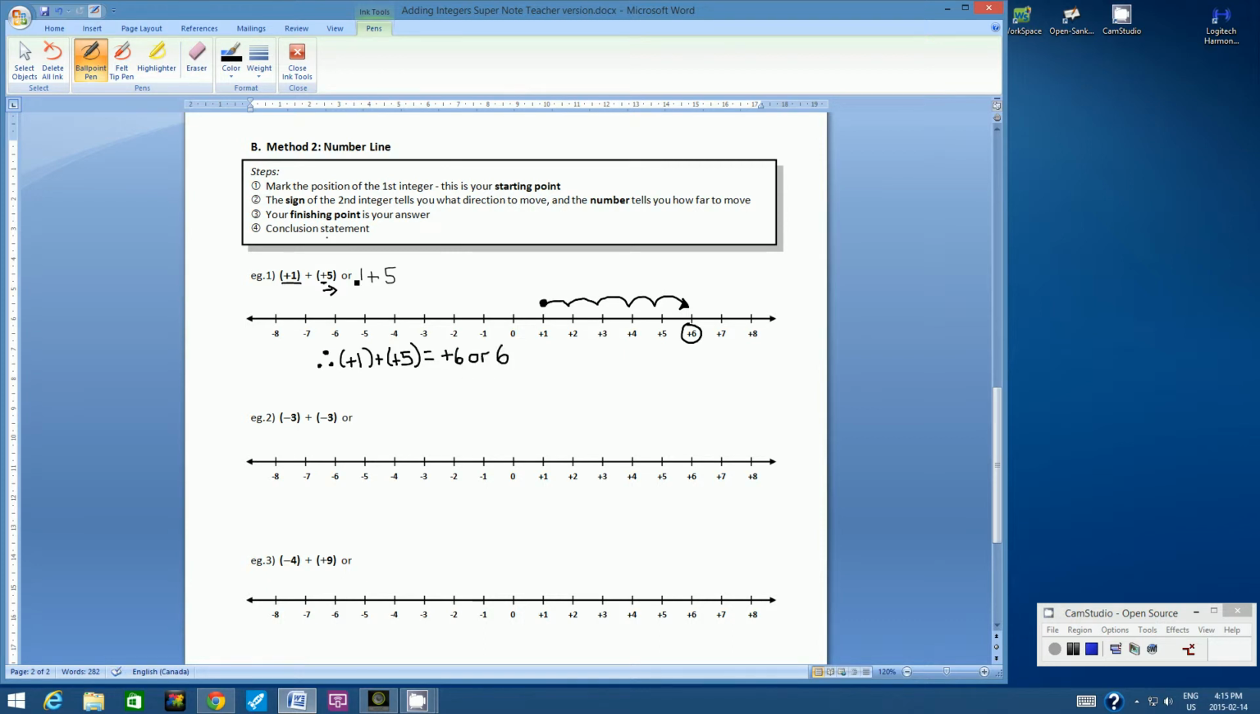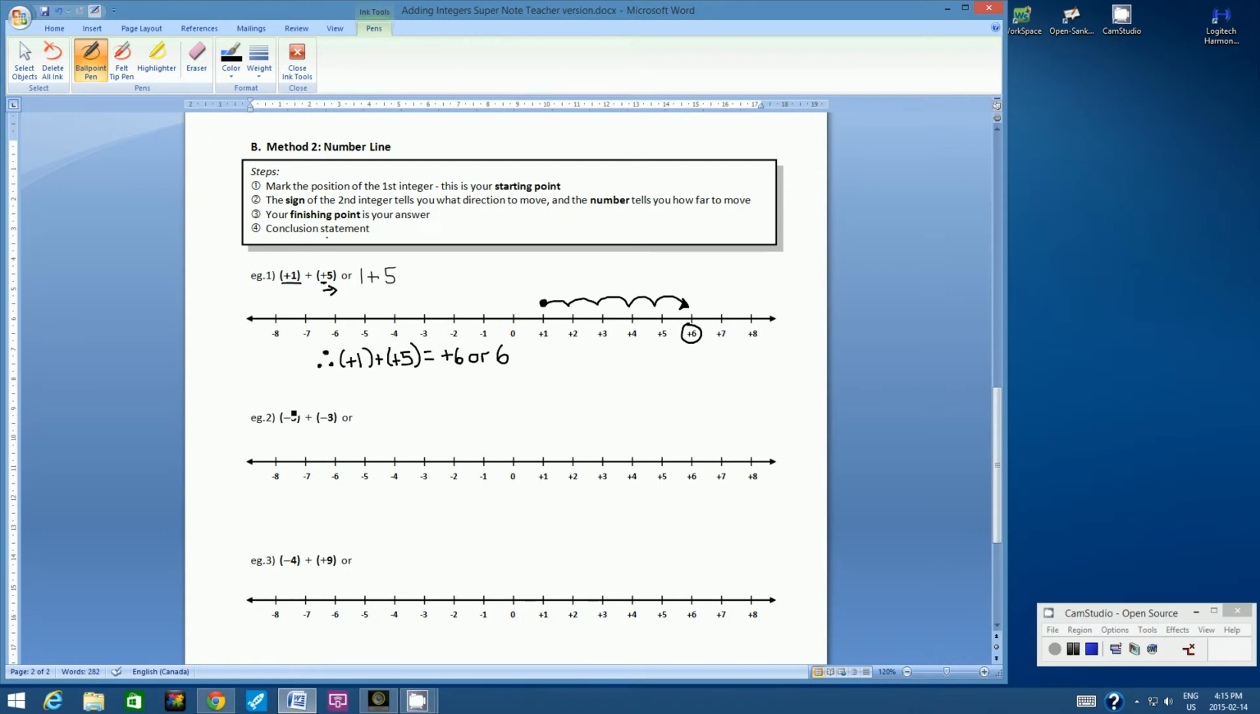That makes a lot of sense because look back at our addition statement in standard form. This is just asking you what is 1 plus 6. We didn't need to know any integer rules to know that the answer was going to be 6. Let's continue using these number lines. Example 2, negative 3 plus negative 3.